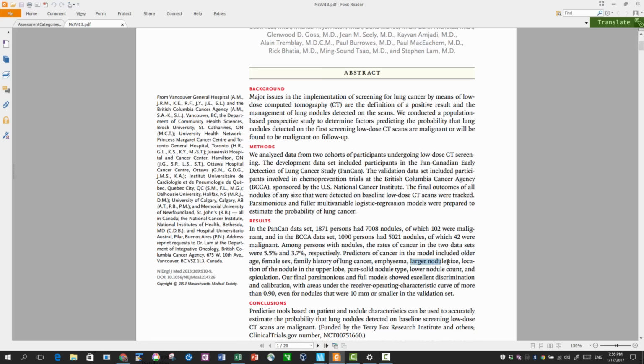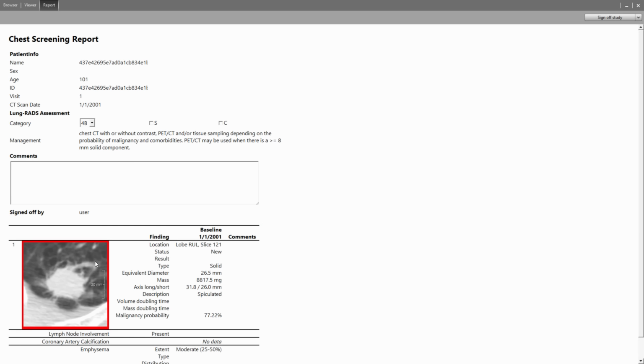The most important factor is nodule size. Then if the location of the nodule is in the upper lobe, it's more likely to be cancerous. If it's a part solid nodule, we haven't seen those yet. Fewer nodules means that the probability for an individual nodule to be cancer is a bit higher. And finally, spiculation. If the nodule looks spiculated, it's more likely to be malignant. You can plug these parameters into a formula, and that's the formula that we're using here, that's predicting that this nodule has a very high chance of being malignant.